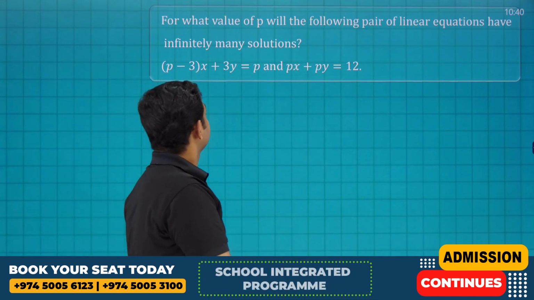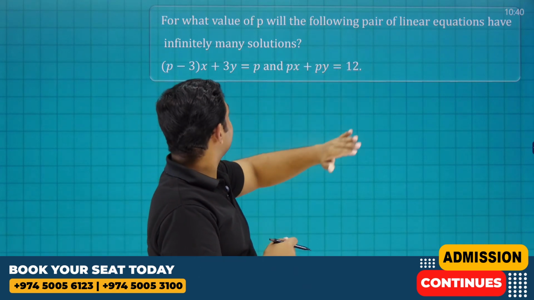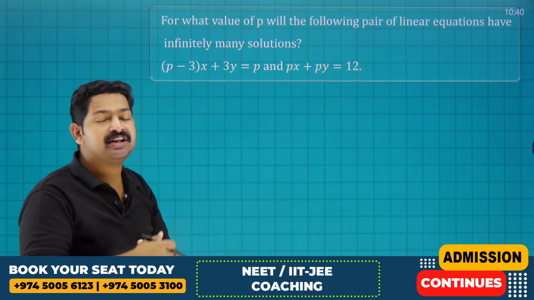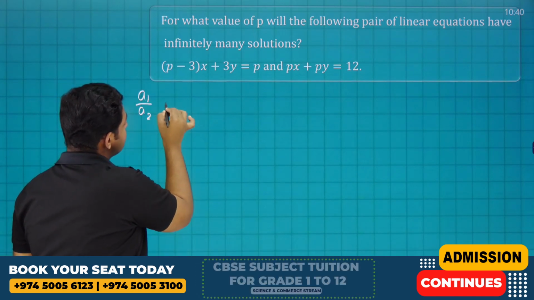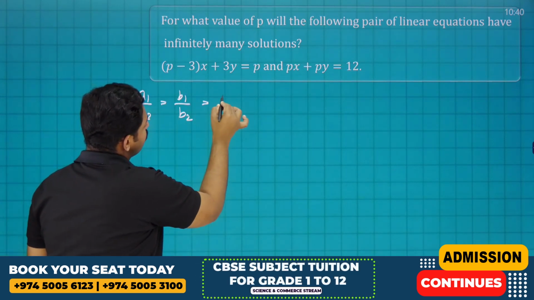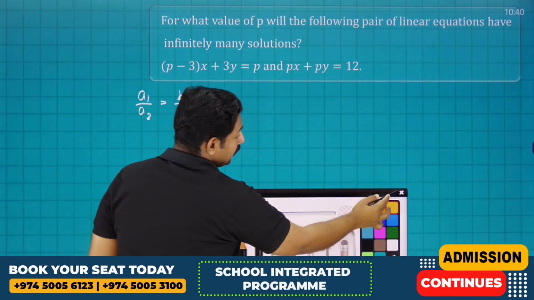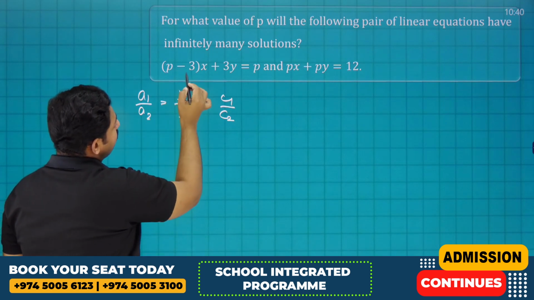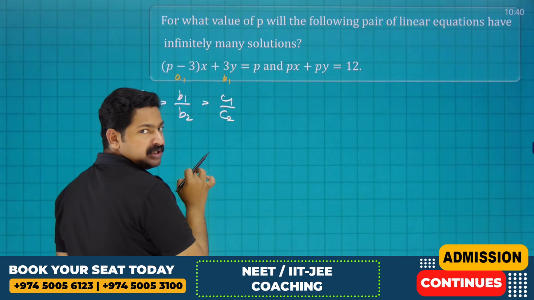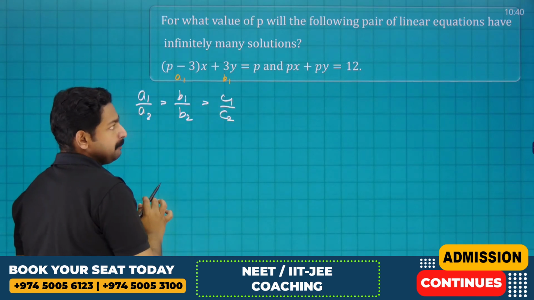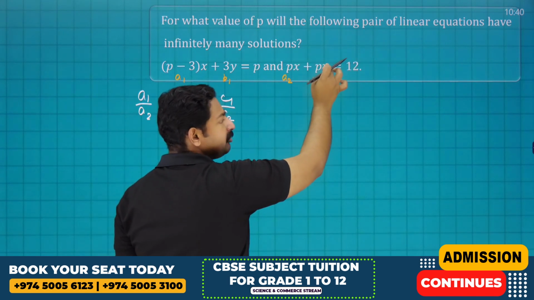Now the next one. 4. What value of p will the following pair of linear equations have infinitely many solutions? Again infinitely many solutions. Okay, so we know the condition, infinitely many solutions means a1 by a2 is equal to b1 by b2 is equal to c1 by c2. We know that. Okay, from the equation we know that this is a1, this is b1, and when you bring b to the left side it will be c1, right? Minus p will be c1. And this is a2, this is b2, and c2 will be minus 12.